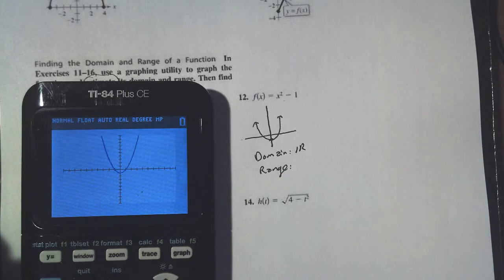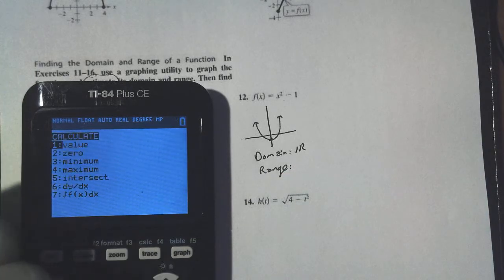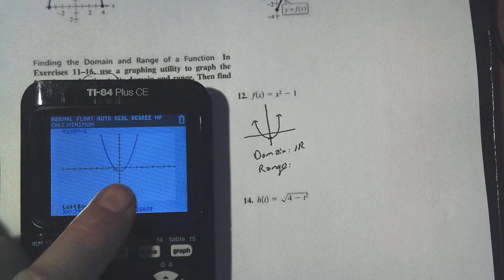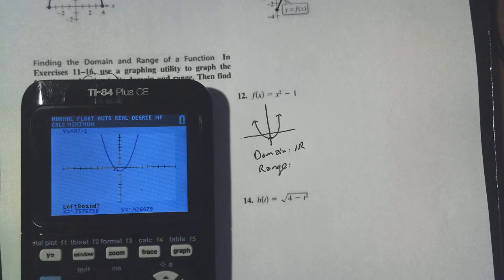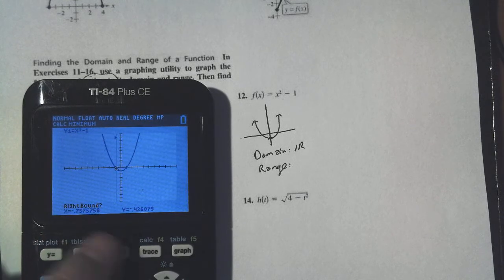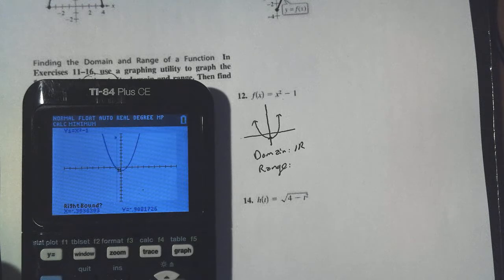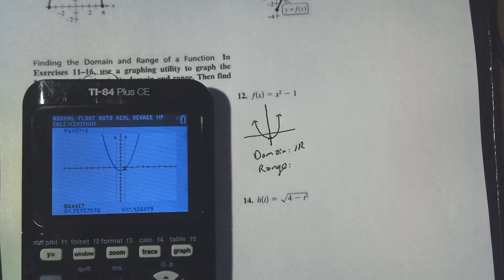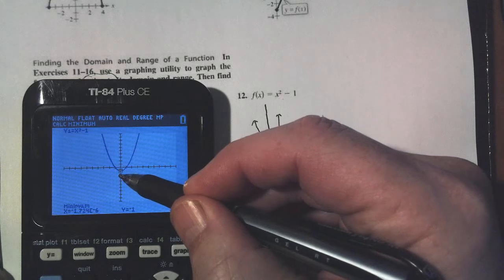Let's take a look. I'm going to go second calc, and I'm going to ask for the minimum value in this graph. So I know it's to the right of here, so this is a left bound. Hit enter. Now it's asking me to get to the right of the minimum. Okay, I know I'm to the right of it. Hit enter. Hit enter again. And it says that the minimum y value occurs at -1.